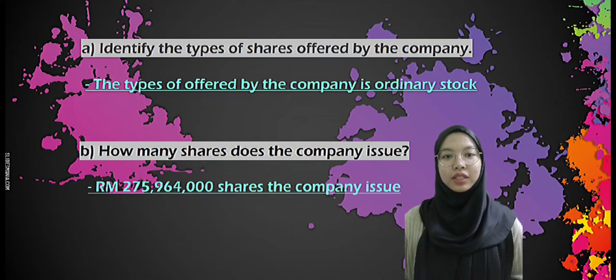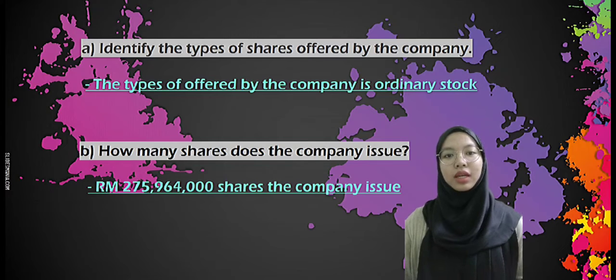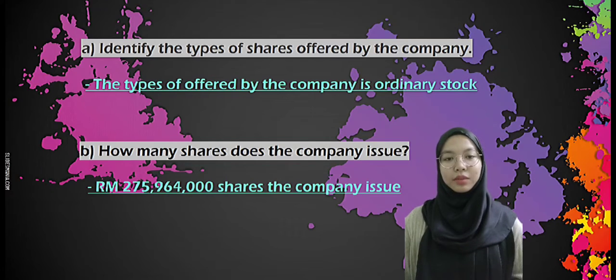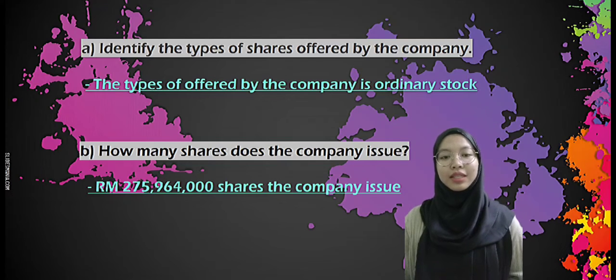Next, I will continue with these questions. The question is to identify the types of share offered by the company. So the type offered by the company is ordinary stock. For question B, how many shares does the company issue? 275,964,000 shares the company issues.